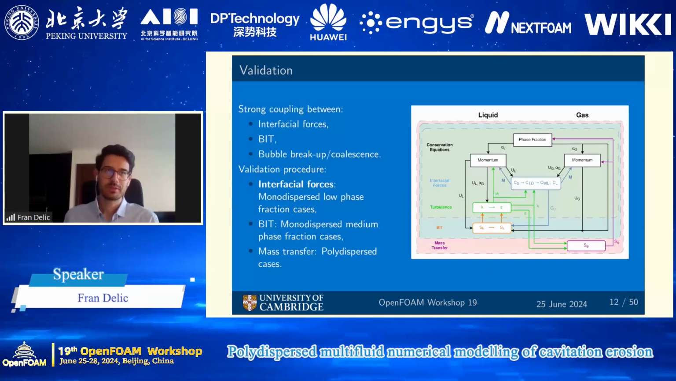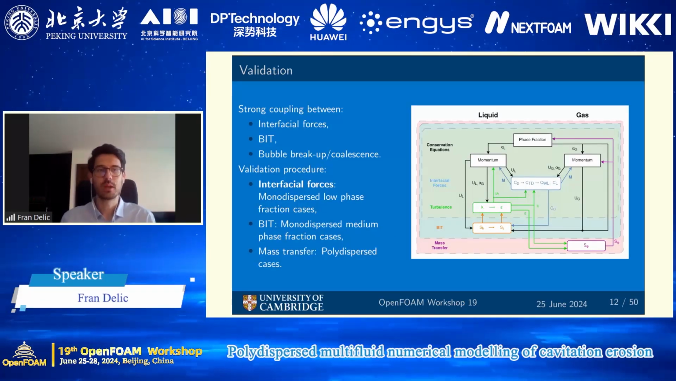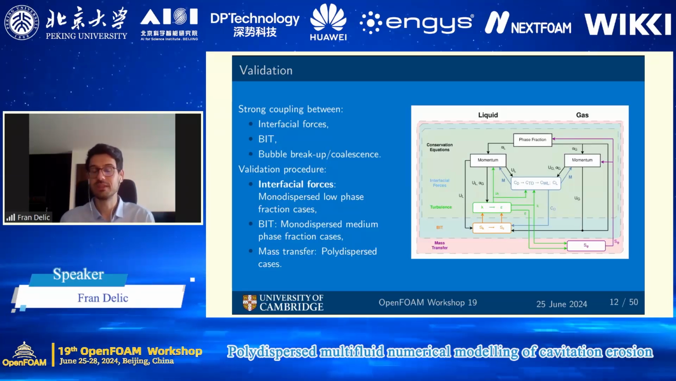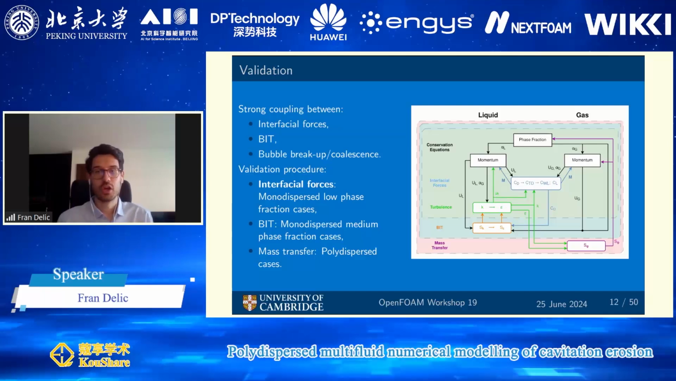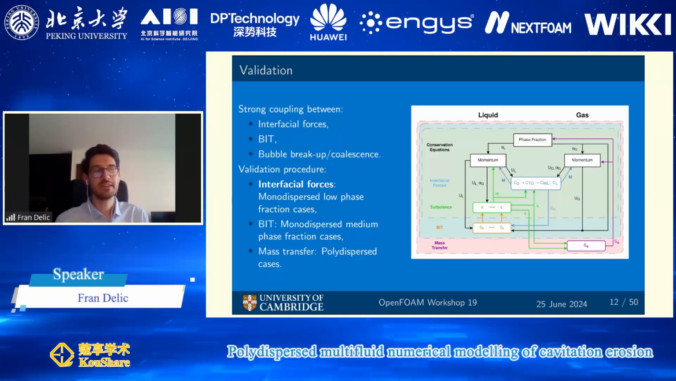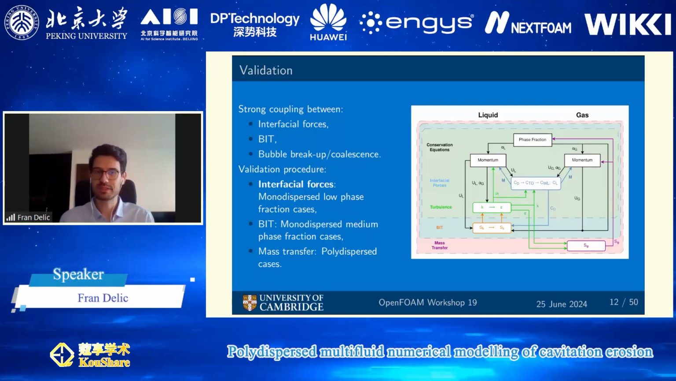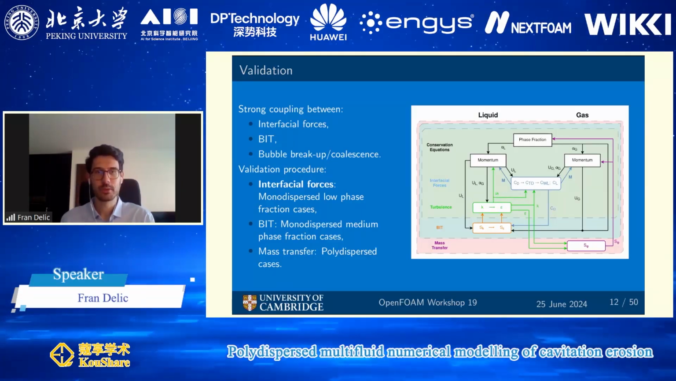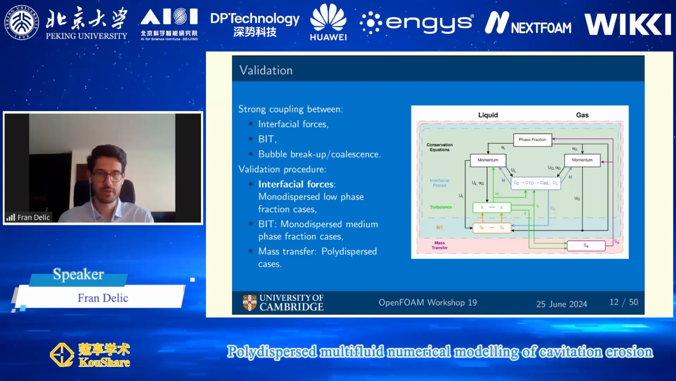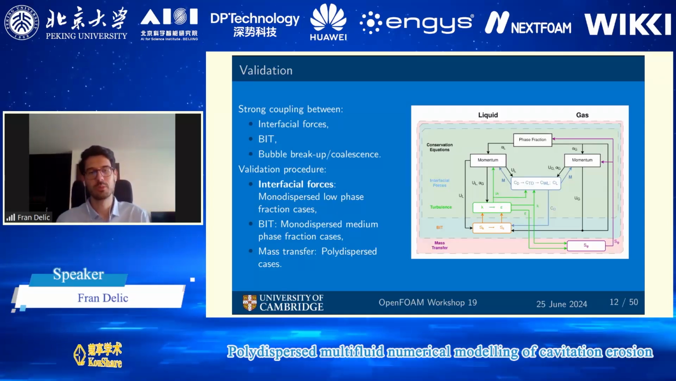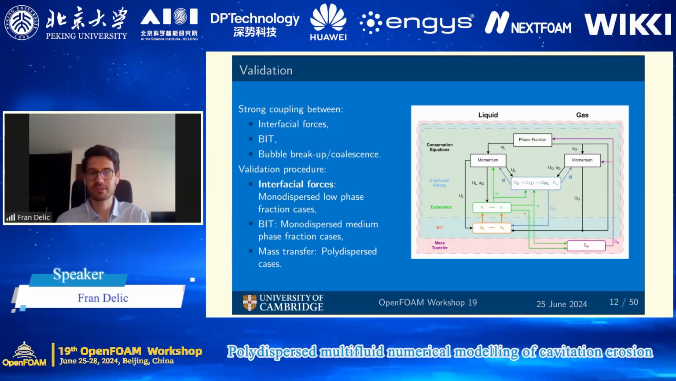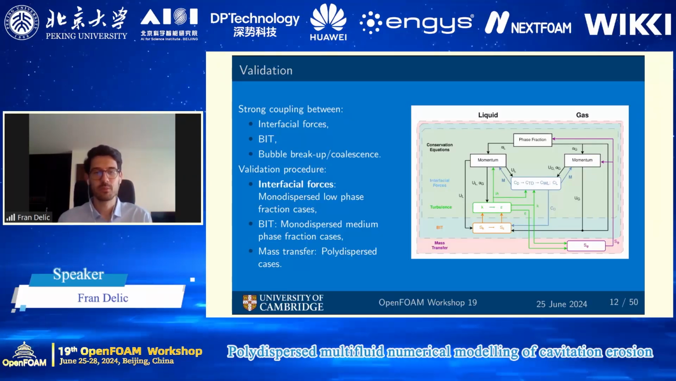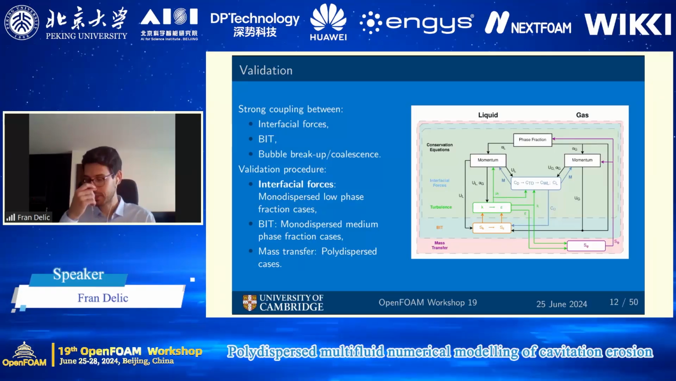The most challenging part has been validation, because there is strong coupling between the interfacial forces, bubble-induced turbulence, and bubble breakup and coalescence, as seen in the figure on the right. And the idea behind the validation is to separate it into 3 stages. Firstly, to validate interfacial forces on mostly non-dispersed low phase fraction cases. Next, model bubble-induced turbulence with similar cases, but with a few more bubbles, a bit more turbulence. And lastly, model mass transfer and fully polydispersed cases.